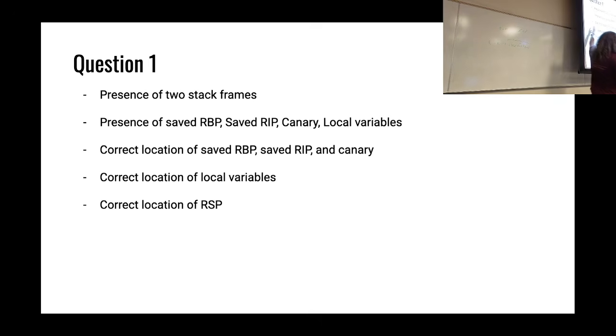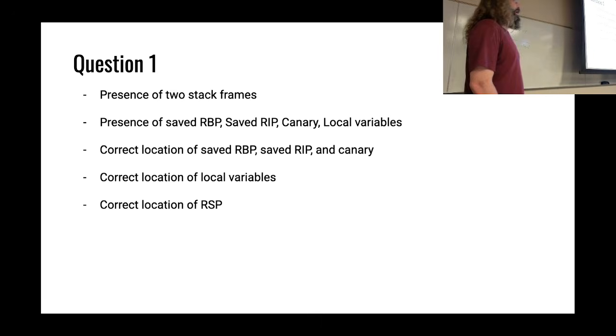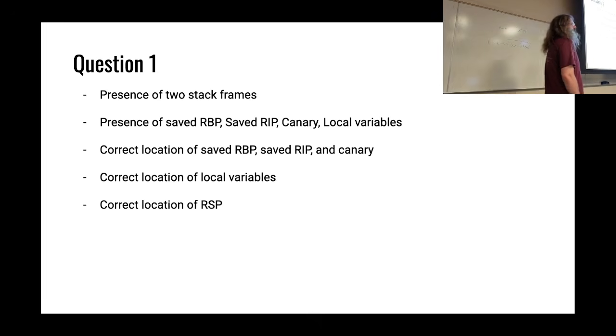Just the presence of these 4 values. So if you wrote those 4 words on the piece of paper, you got the points. I don't care if you wrote it in the 4 corners of the page. All right. That was the bar, right? Do these things exist on the piece of paper?